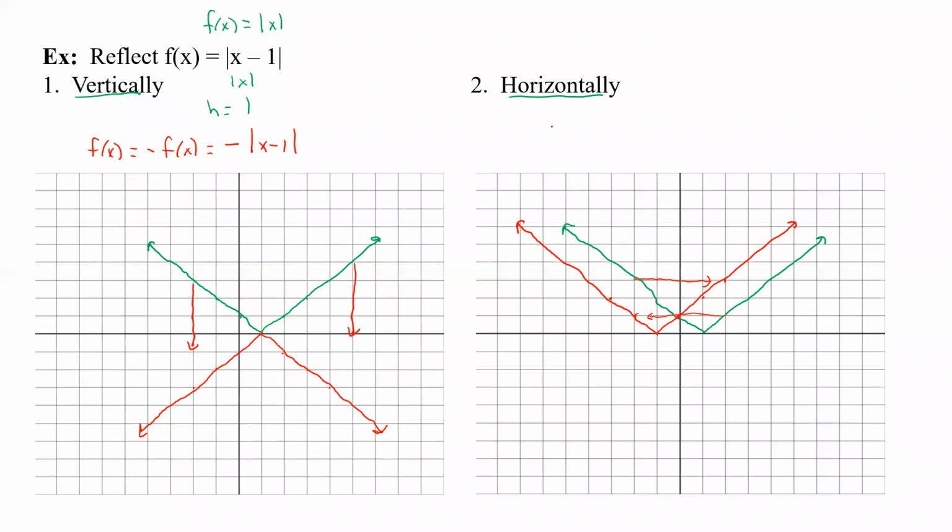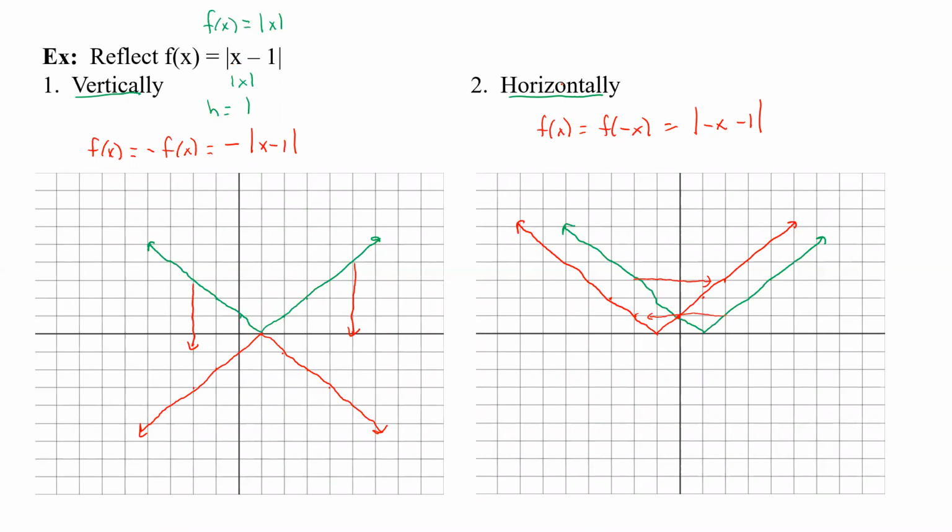Now, when we do the horizontal, we have f of x as our original, and then we're going to go to f of negative x. And so we're changing it to a negative x. When we plug in a negative x here, that's going to be a negative x, and then it's going to be minus 1. And this is what the function actually would look like if we had changed it and actually put those negatives inside here.